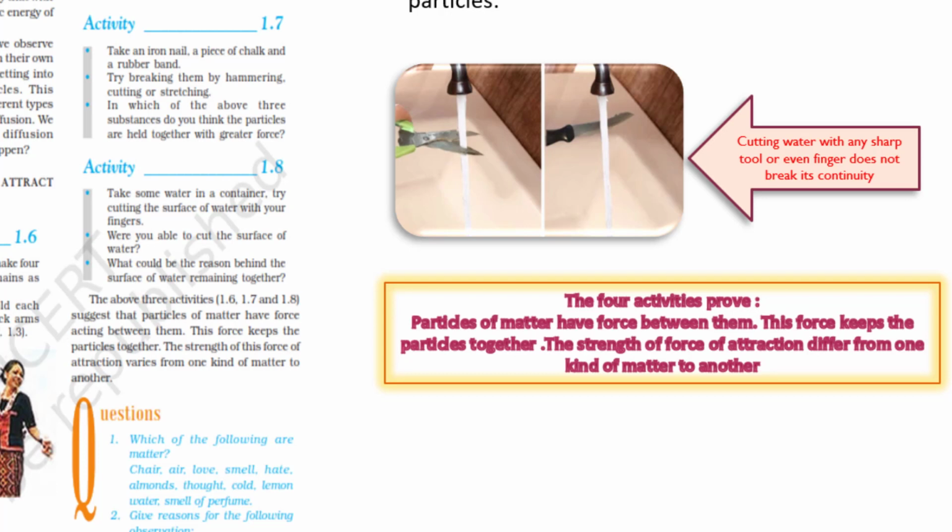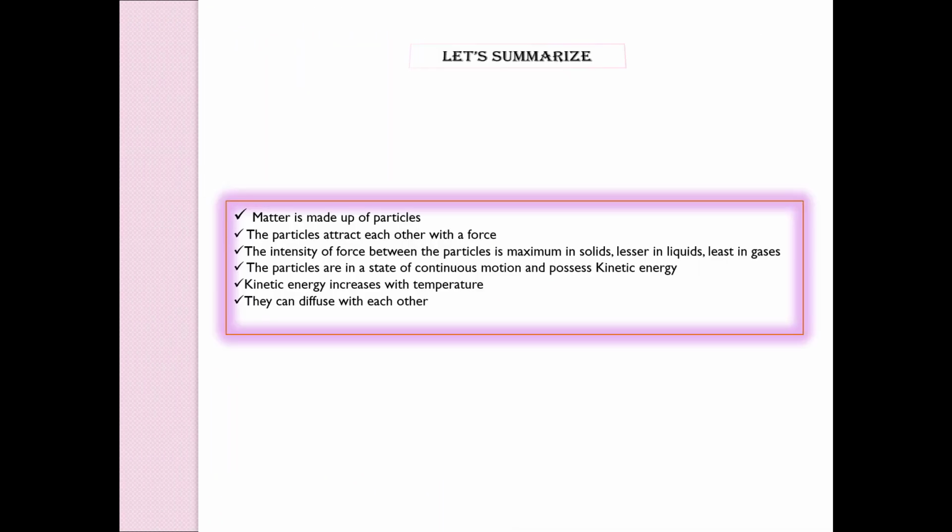So, from the above four experiments or activities, we have come to know that the particles of matter have force between them. This force keeps the particles together. The strength of the force, that is, the force of attraction, differs from one kind of matter to another. And with this, we end the first module, and this is what we summarize.